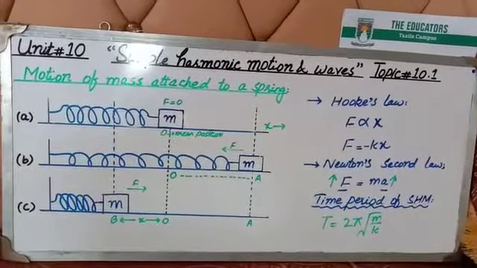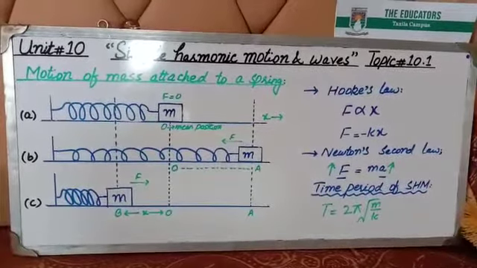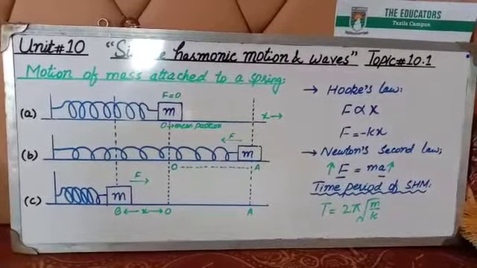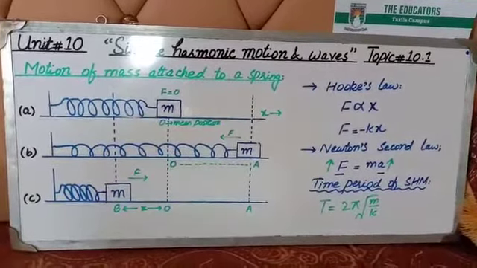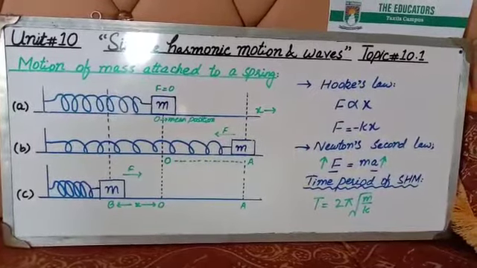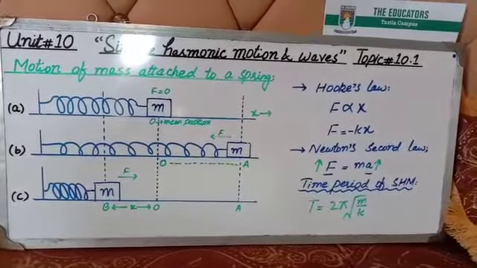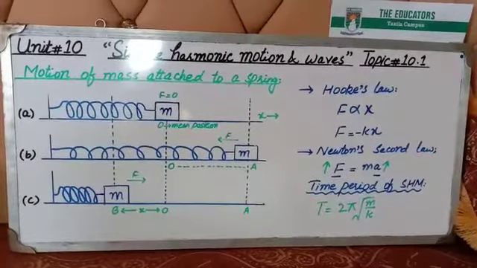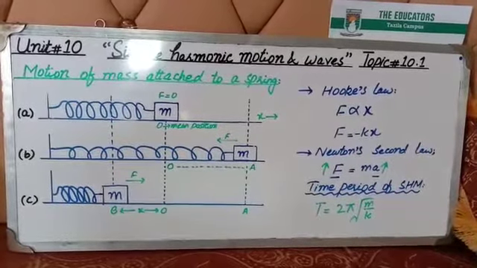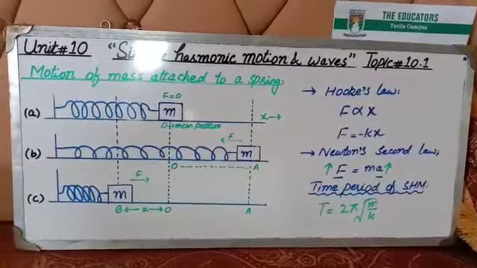Let's come toward the motion of a mass attached to a spring. We are taking a spring and I have attached it to a table. One end is attached to the table and the other end to the mass. Now it's in the mean position. Initially the mass is at rest in the mean position. And you know, when the body is at rest, the resultant force is 0. So the resultant force on the mass will be 0.